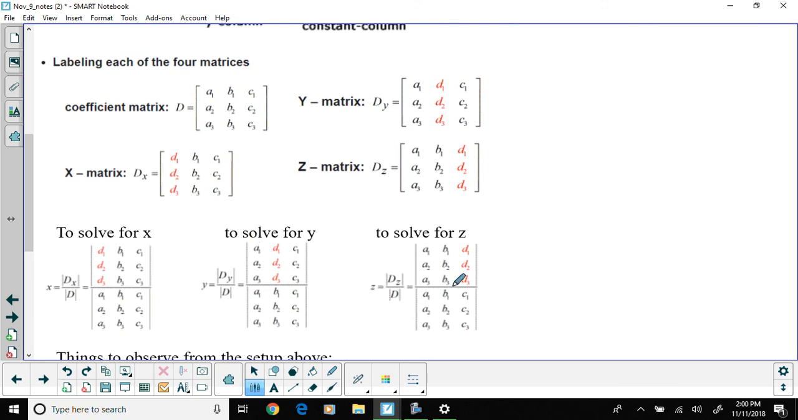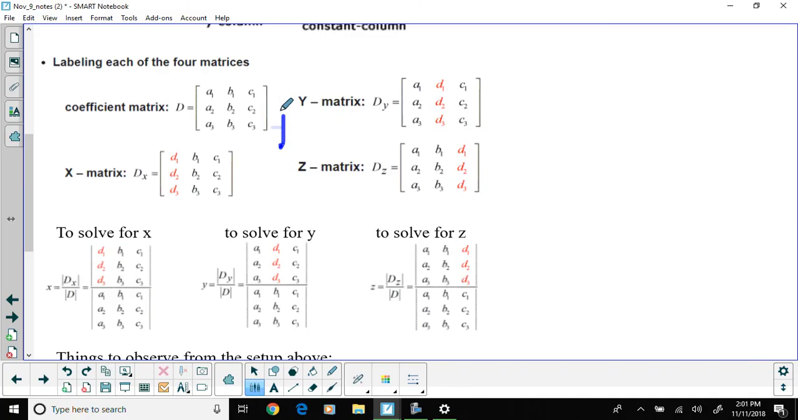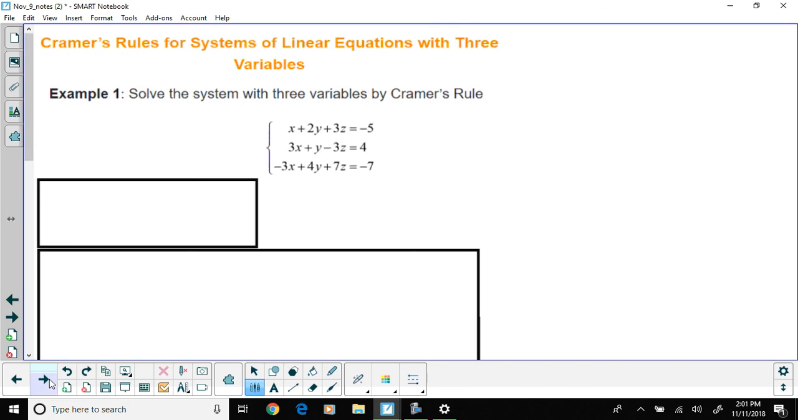Those are my values. As long as this original one does not equal the number 0, then we have one unique solution. So here's an example of one. I have x plus 2y plus 3z equals -5, 3x plus y minus 3z equals 4, negative 3x plus 4y plus 7z equals -7.